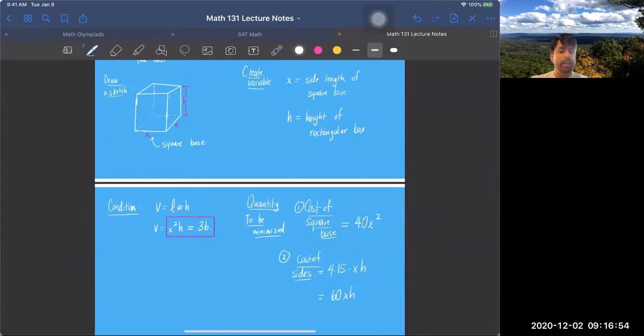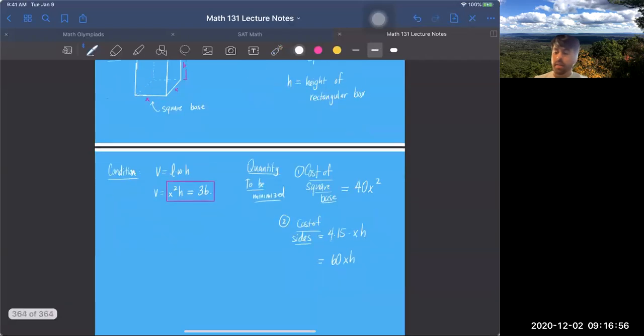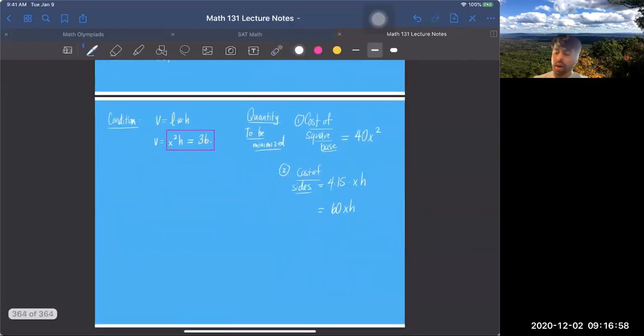Do you see that? So then what would be the cost function? The total cost is 40x squared plus 60xh. That is the total cost. That's it.